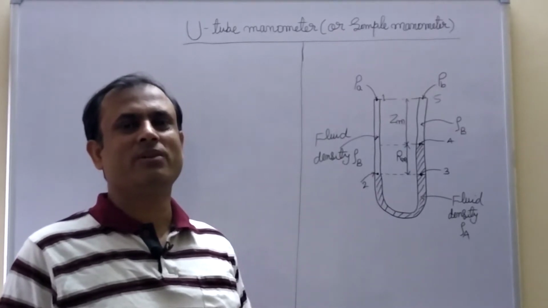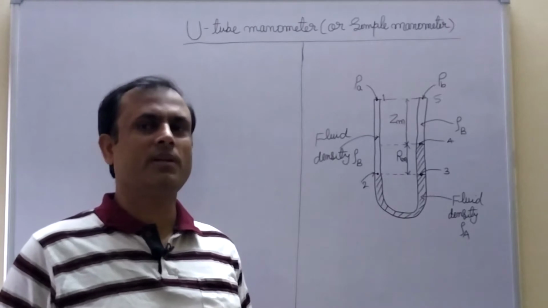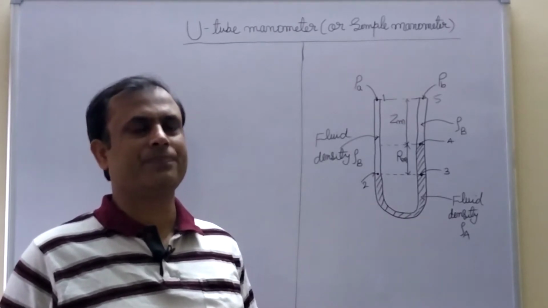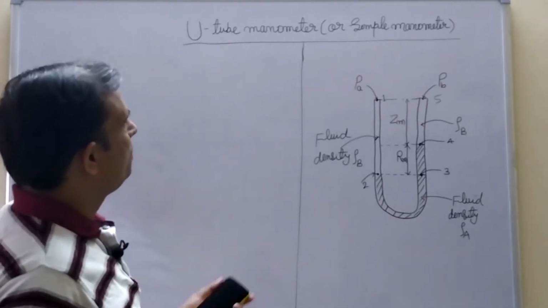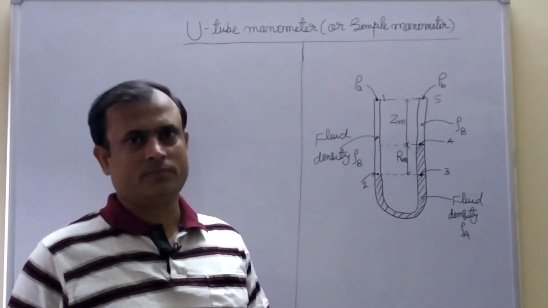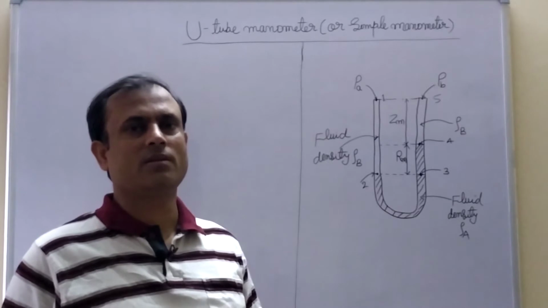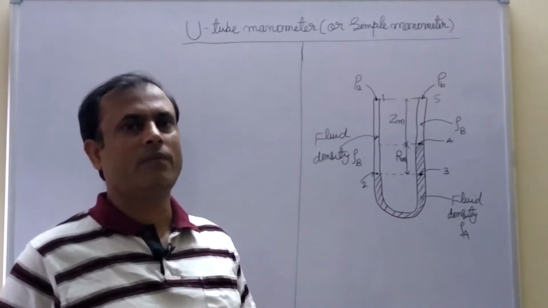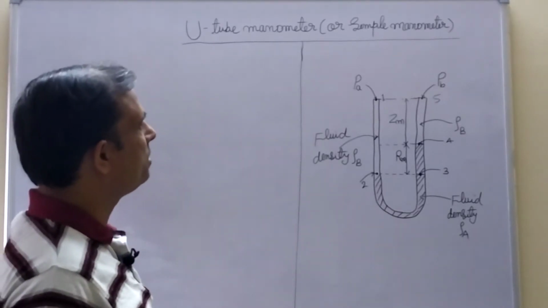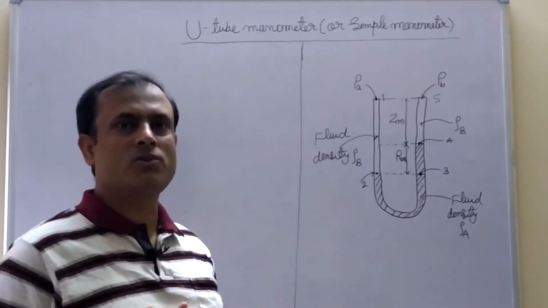So today we are going to discuss a U-tube manometer, or a simple manometer. So what is the function of a manometer? Generally, the manometer measures the pressure difference of equipment or a pipe in which it is installed.